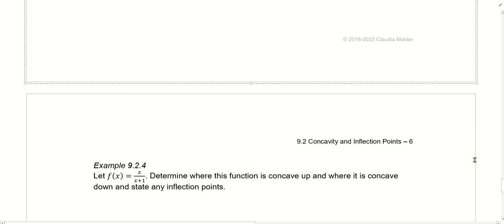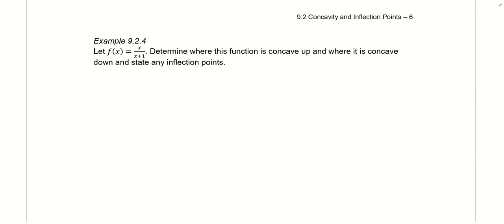All right, let's do one more. Page 6. So here our function is x over x plus 1. And once again, we want to figure out where this function is concave up, where it's concave down, and if there are any inflection points, we want to state them. So let's start by finding the first and second derivatives, since I know I'll need the second derivative as we go forward.